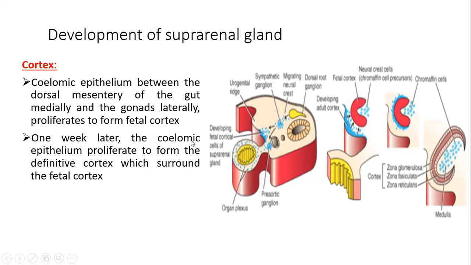So one week later, the coelomic epithelia, which are coming from here, proliferate to form the definitive cortex. As you can see here, they are forming the definitive cortex, which surrounds the fetal cortex. If you see here, this is the fetal cortex. It is covering the whole of the fetal cortex here.